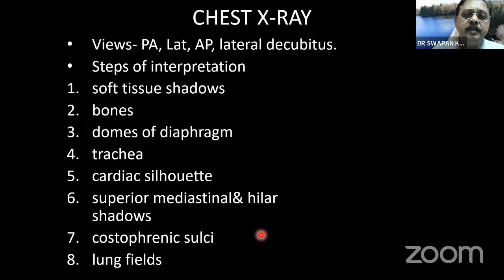So the steps of interpretation, so that you cannot miss anything, are from the outside inward. It means the soft tissues, then bones, domes of diaphragm, then look at the trachea, then cardiac silhouette, superior mediastinum and the hilar shadows, costophrenic sulcus, and at last you must see the lung fields. Don't jump to the lung fields first, or you will miss something.